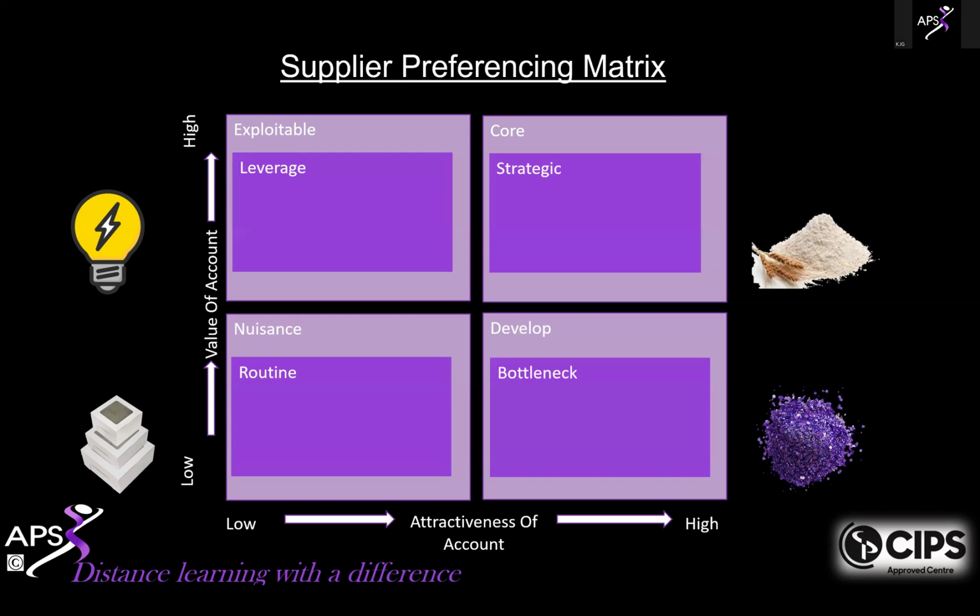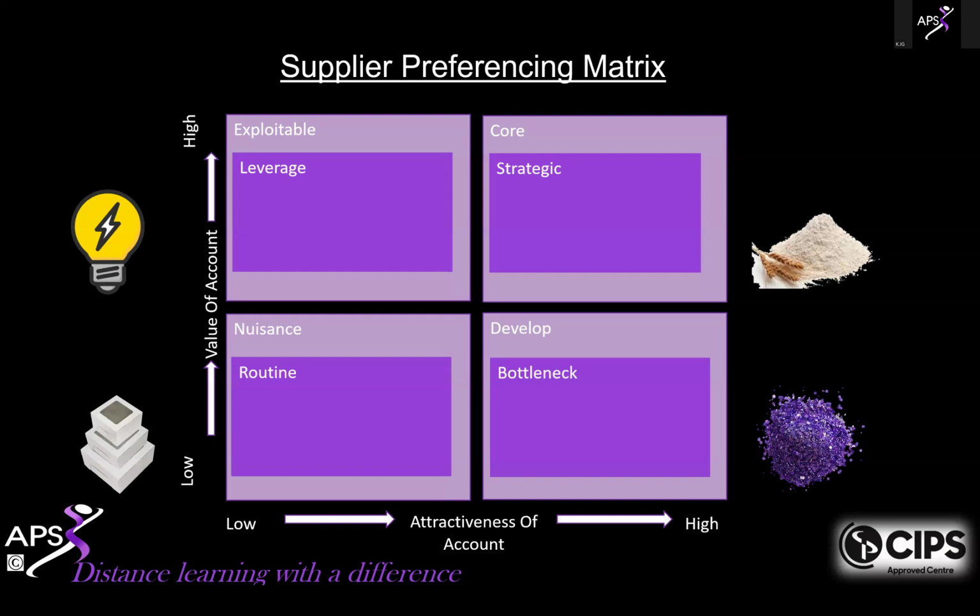So when we're looking at the supplier preferencing matrix, we can also think about it in accordance with the Kralchik matrix. If we've got a situation where a supplier sees us as core, but we're buying a routine item from them, this isn't a good match. Similarly, if we've got an item that we buy from a strategic supplier, but they see us as exploitable, that's not the best balance for the relationship to move forward.